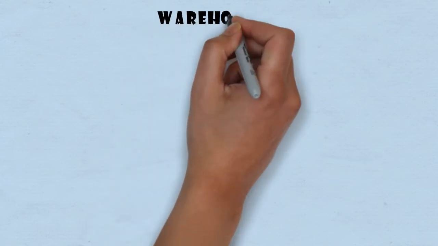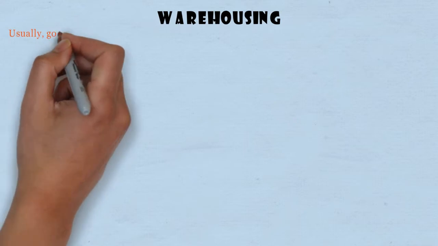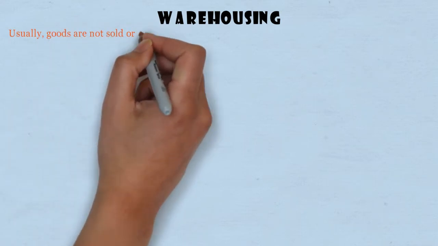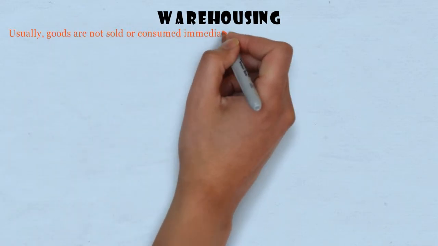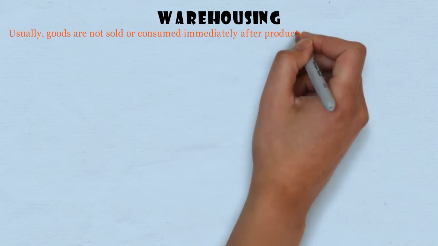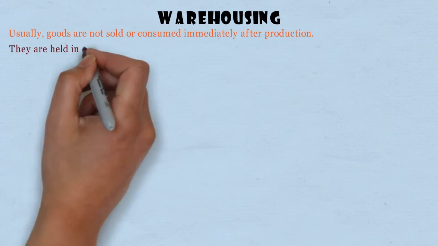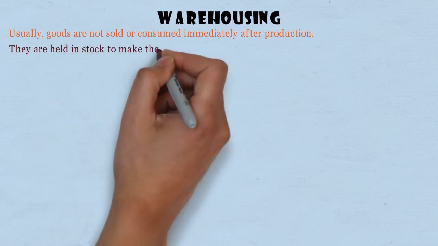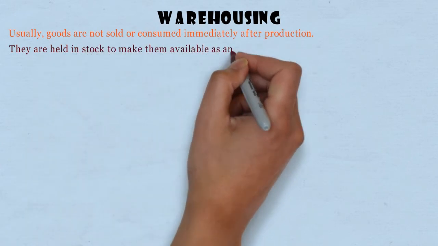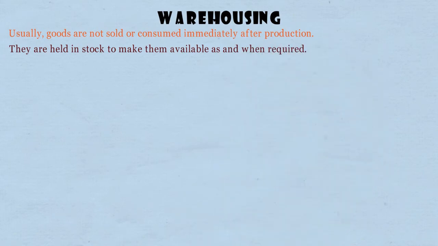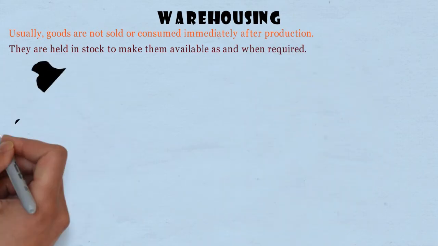The next type of auxiliary to trade is warehousing. Now we all know that in a factory, goods are produced in a large quantity. But these goods are not sold or consumed immediately after production, or if they are, they are consumed in smaller quantities. So, they are held in stock to make them available as and when required.